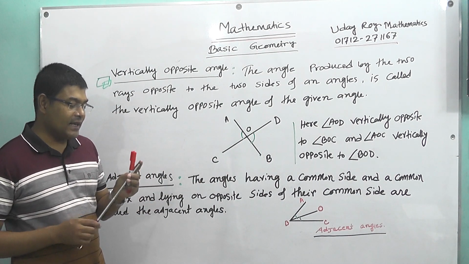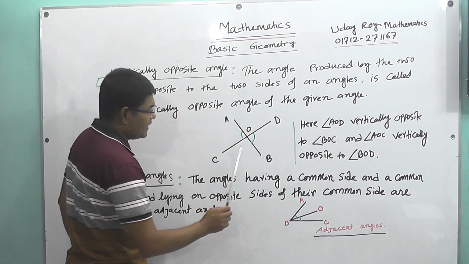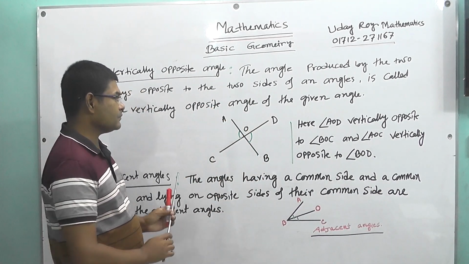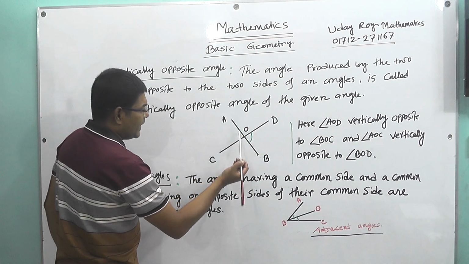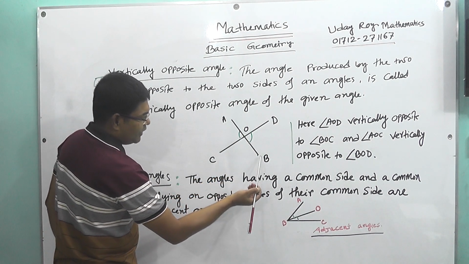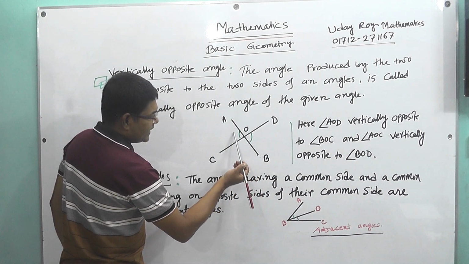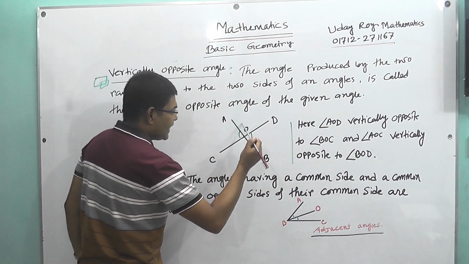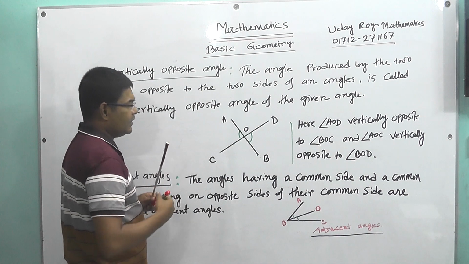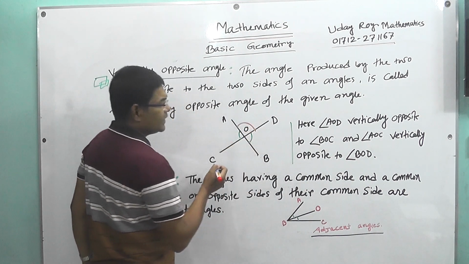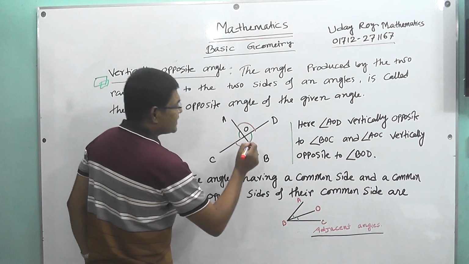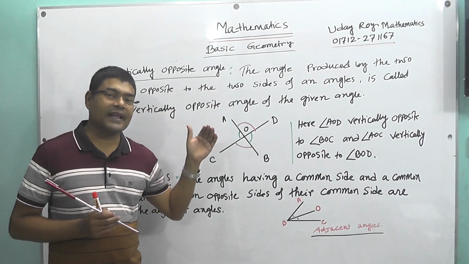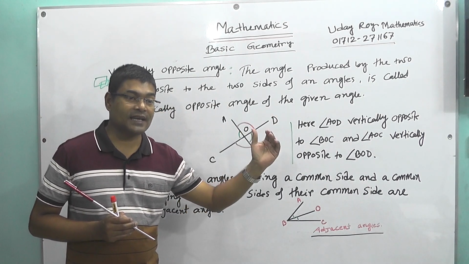So you can see here are two rays, one is AB and another is CD. Here is AOC, that means this angle equals BOD. This angle and this angle are vertically opposite. And you can see AOD equals vertically opposite BOC. So you have to know vertically opposite angles are equal.